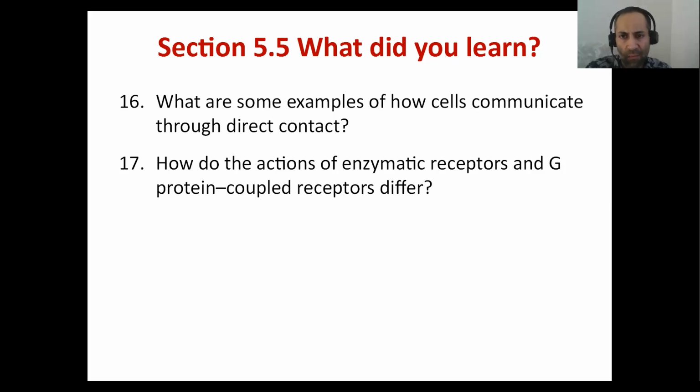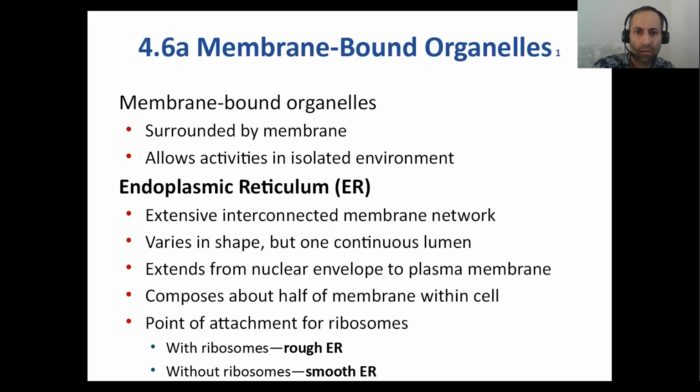How do the actions of enzymatic receptors and G protein coupled receptors differ? Enzymatic receptors are shorter, right? As soon as the ligand attaches to the receptor, the enzyme activates. G protein coupled receptors have way more steps than that, as we saw.